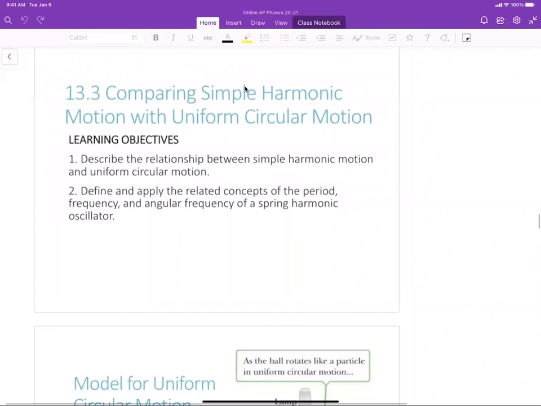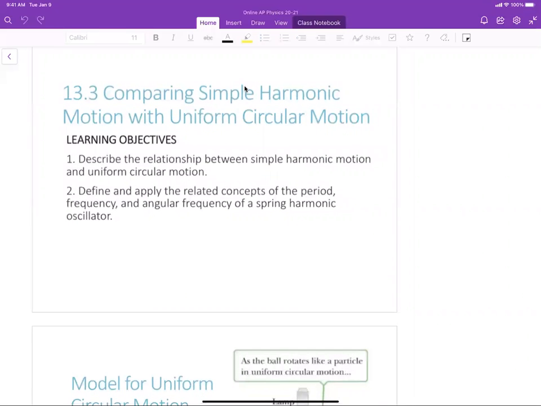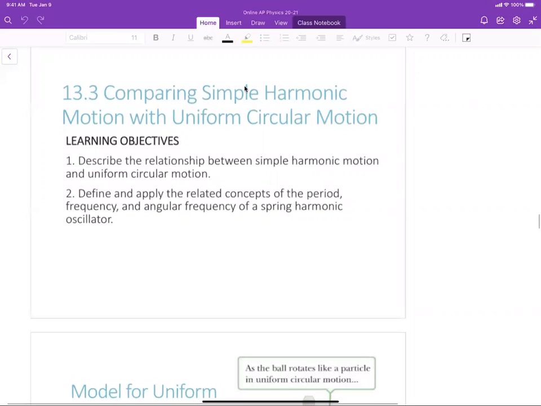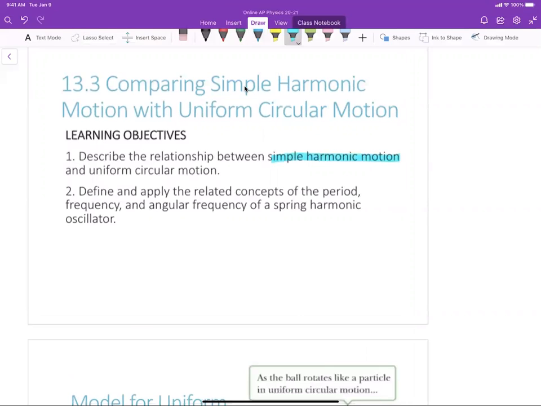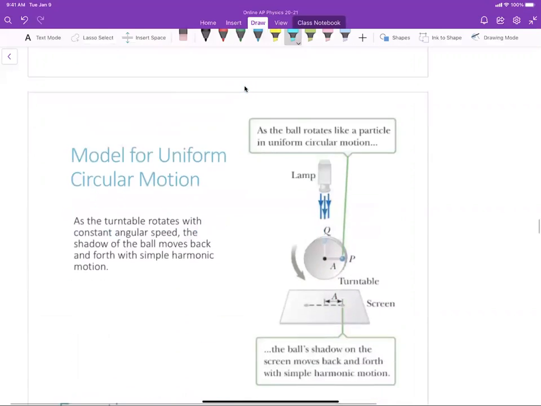All right, so this is my lecture on 13.3, comparing simple harmonic motion with uniform circular motion. There is a relationship between simple harmonic motion and uniform circular motion, and we will apply the related concepts for period, frequency, and angular frequency of a spring harmonic oscillator. In other words, simple harmonic motion, a spring and simple harmonic motion.